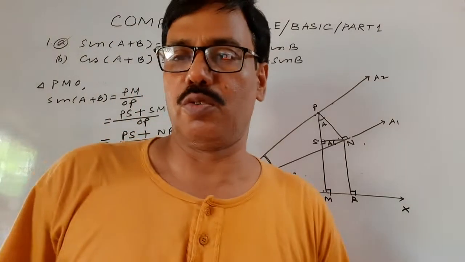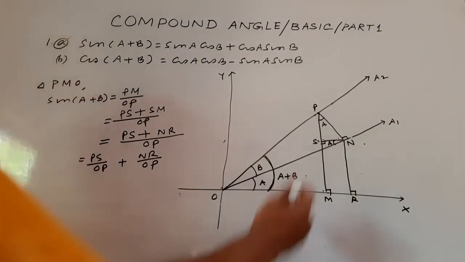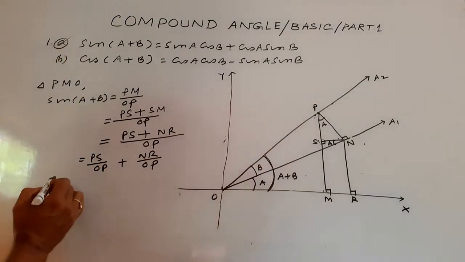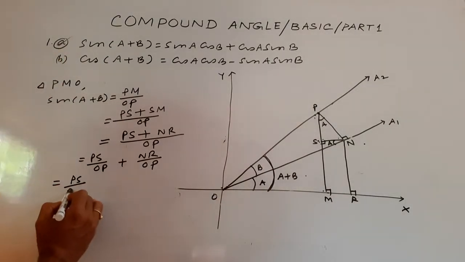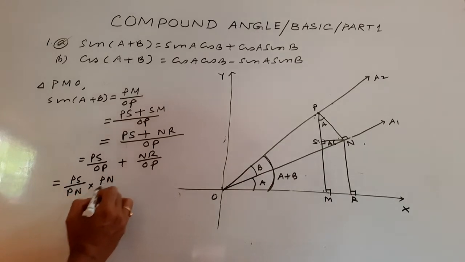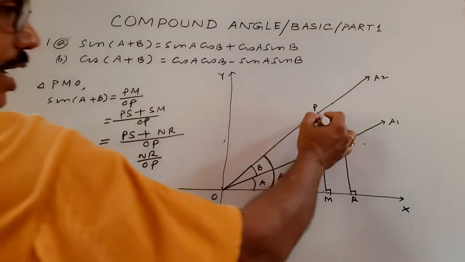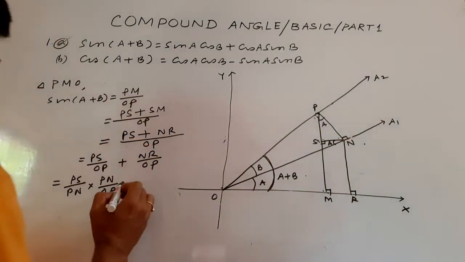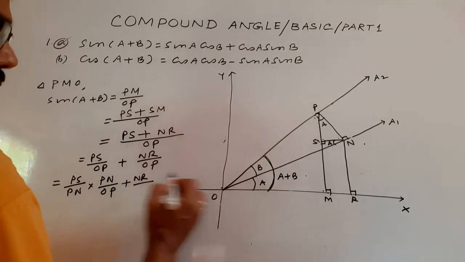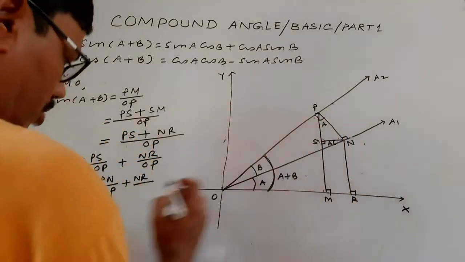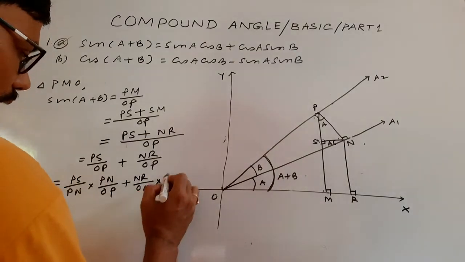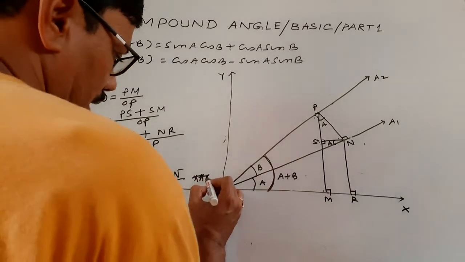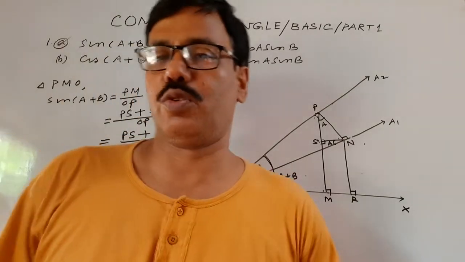Now look. PS by OP, you are not getting any right angle triangle. So if we divide by PN, the value remains unchanged. So PS by PN, you are getting a right angle, times PN by OP. And NR by OP is also not in any right angle triangle, so divide by ON: NR by ON times ON by OP. This step is to be noted.